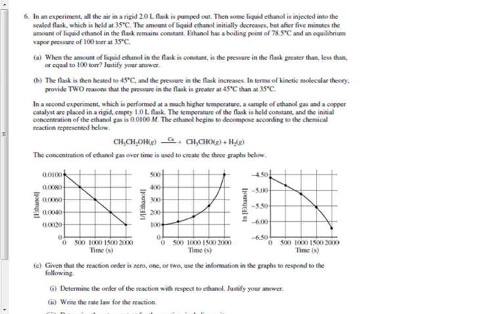A, when the amount of liquid ethanol in the flask is constant, is the pressure in the flask greater than, less than, or equal to 100 torr? Justify your answer. So when the amount of liquid ethanol in the flask is constant, we want to say greater than, less than, or equal to. Wait, constant means not changing? Correct.